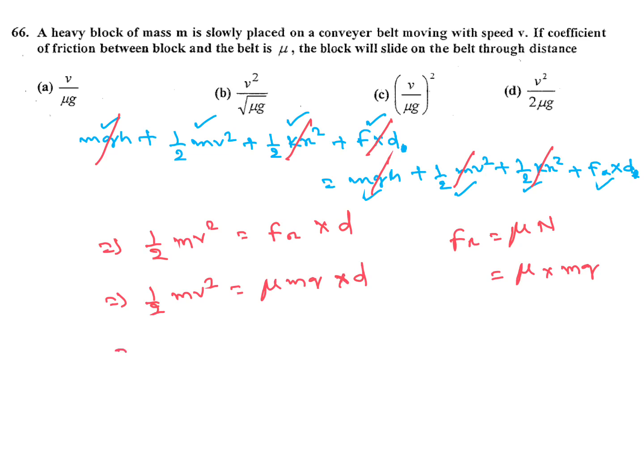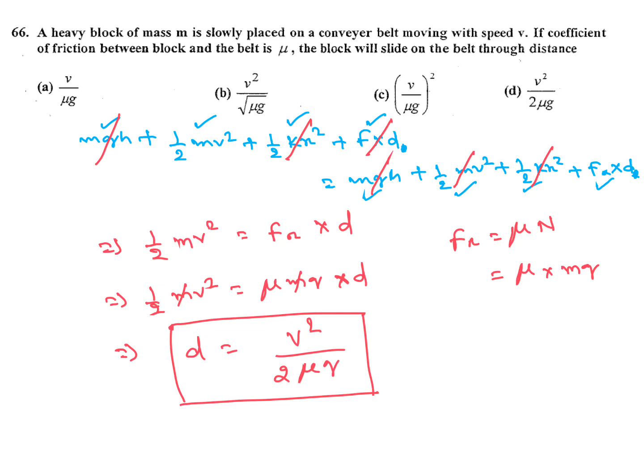So the block will slide on the belt through distance d, which we have to calculate. m is cancelled, d is v square by 2 mu g. This one already discussed. v square by 2 mu g. D is our answer.